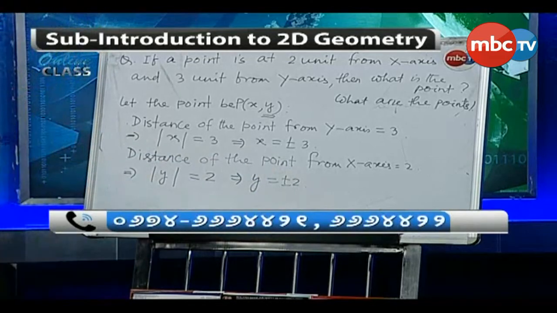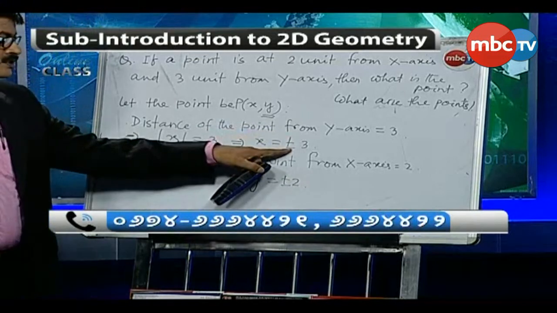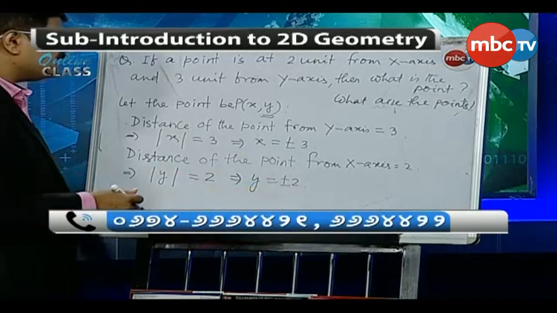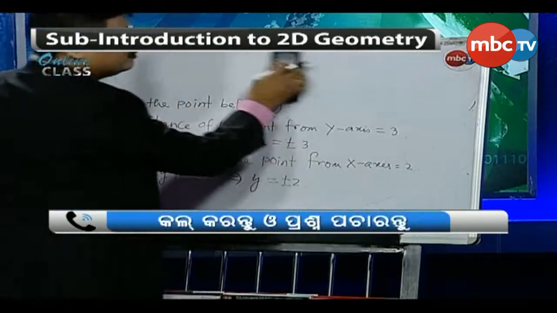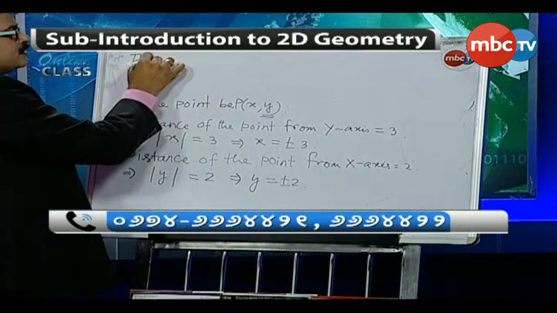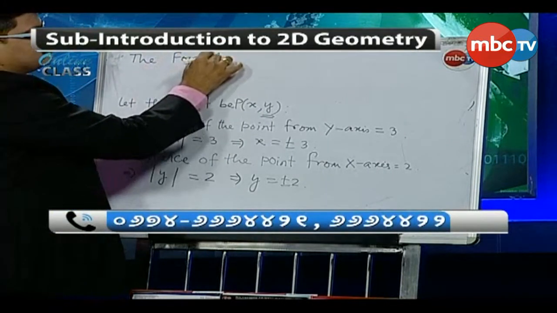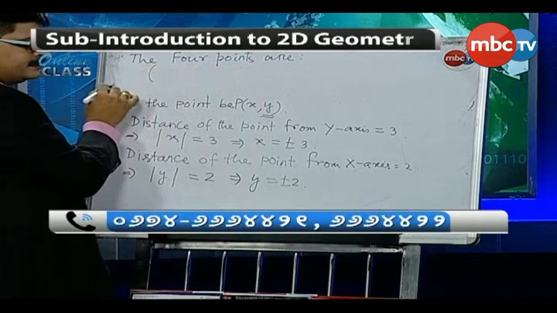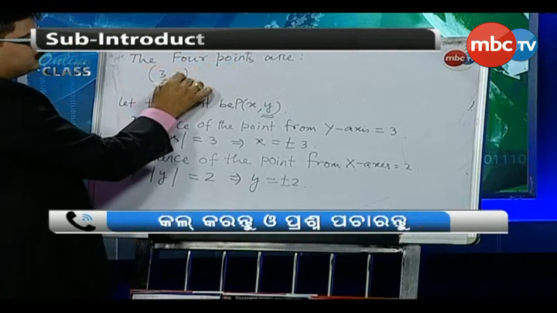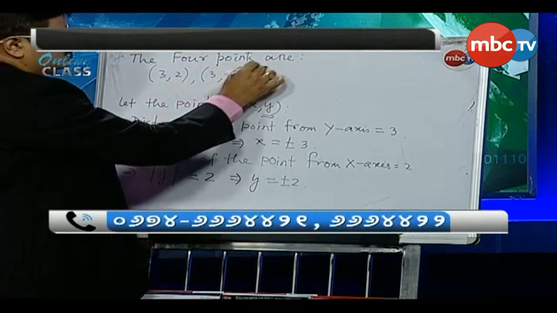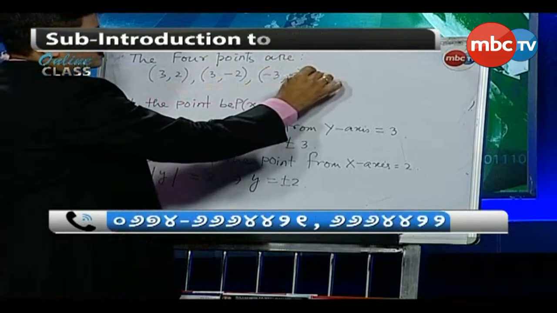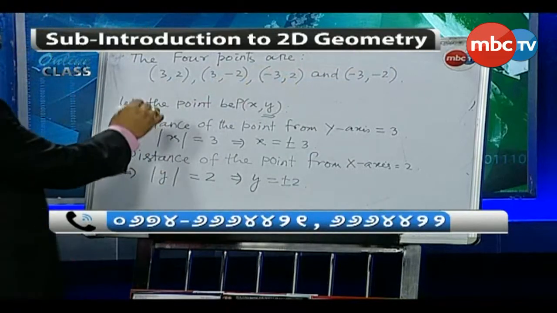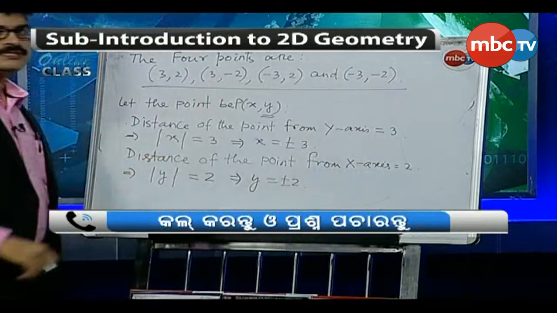Now tell me how many points you will get. We have plus or minus 3 as x coordinate and plus or minus 2 as y coordinate. That means we will get 4 such points. So the 4 points are (3, 2), (3, minus 2), (minus 3, 2) and (minus 3, minus 2). These will be the 4 points as per the condition given in the question.